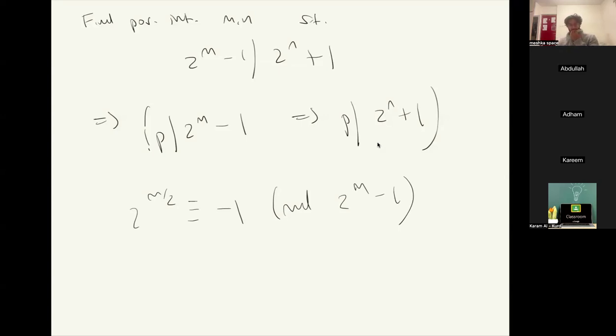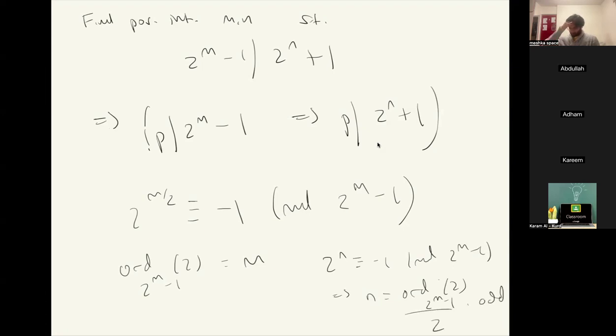Why? Because we can say that the order of 2 modulo 2 to the power of m minus 1 is m, and 2 to the power of n is congruent to minus 1 modulo 2 to the m minus 1. So n should be the order divided by 2 times something odd. Like this?